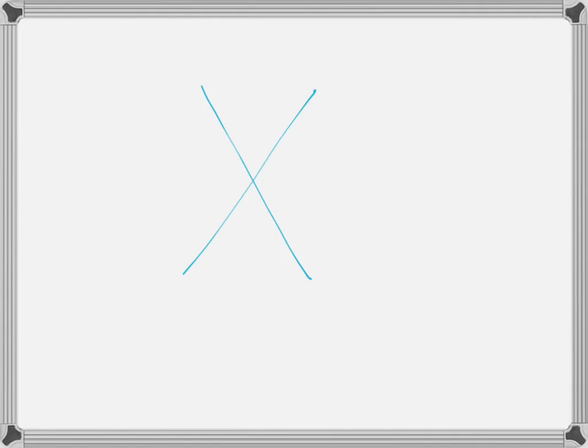So whenever you have angles like this, let's call these 1, 2, 3, and 4. All vertical angles are equal.